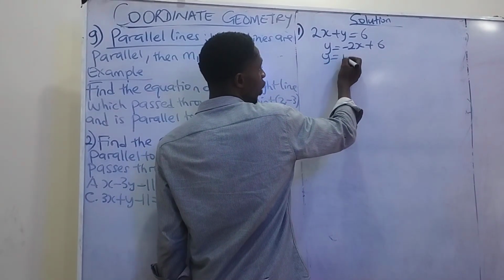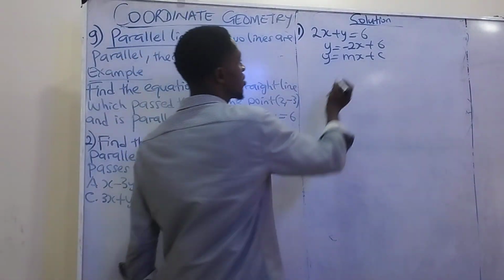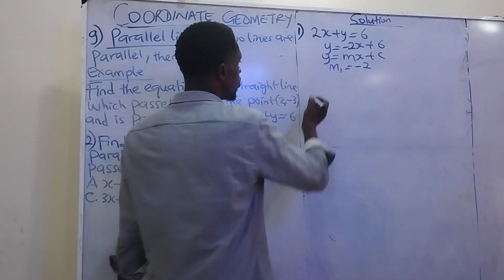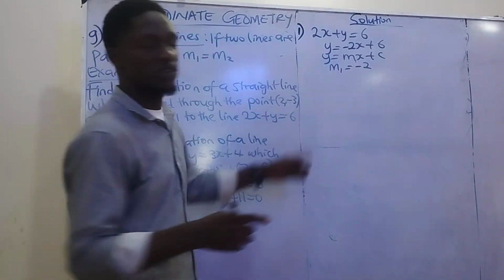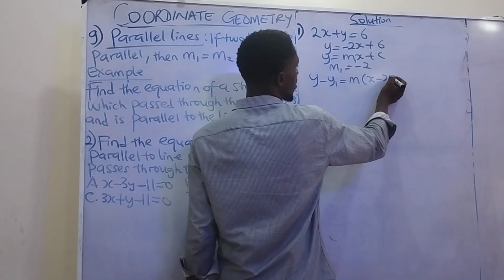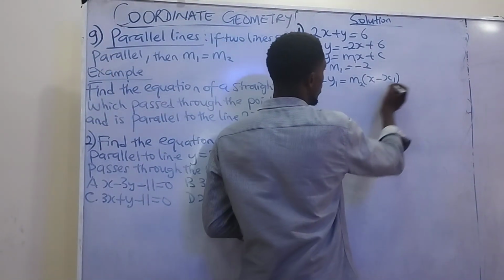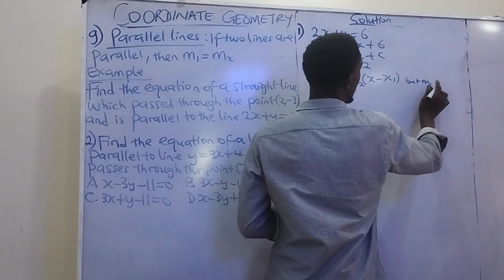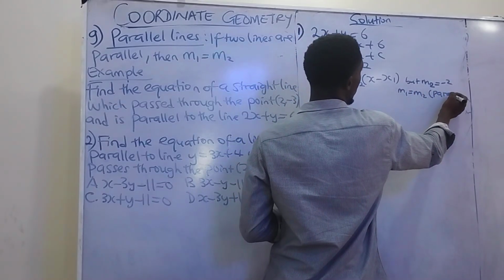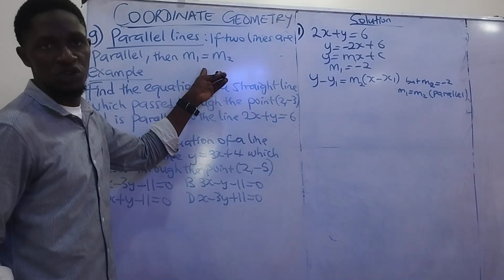And remember, we are comparing it with y = mx + c. So our m is what is in front of x. Let's call this one m1. Our m1 is equal to minus 2. Then you put it in the equation of a line at one point, which is y minus y1 is equal to m bracket x minus x1. But let's call this one m2 because we have two gradients there. m2 is also equal to minus 2, because m1 is equal to m2 when the lines are parallel.